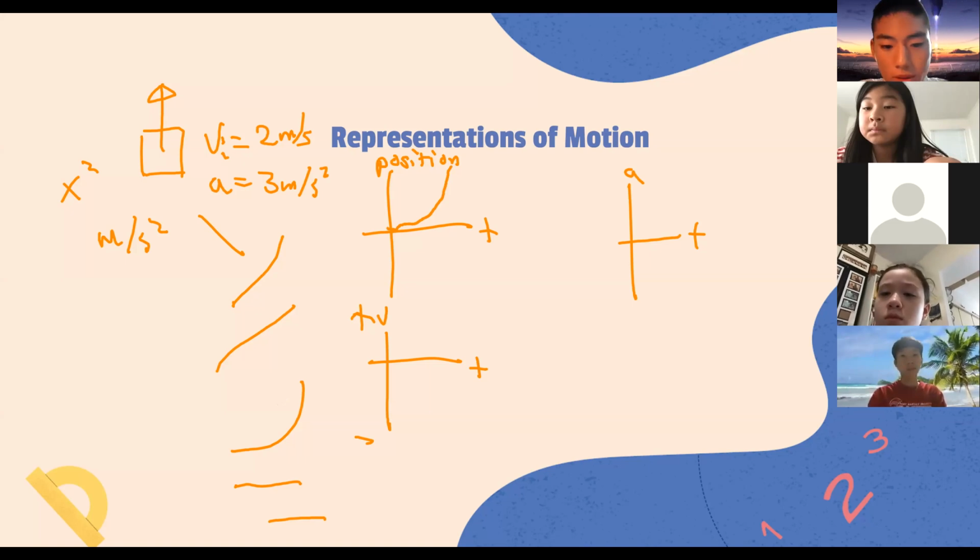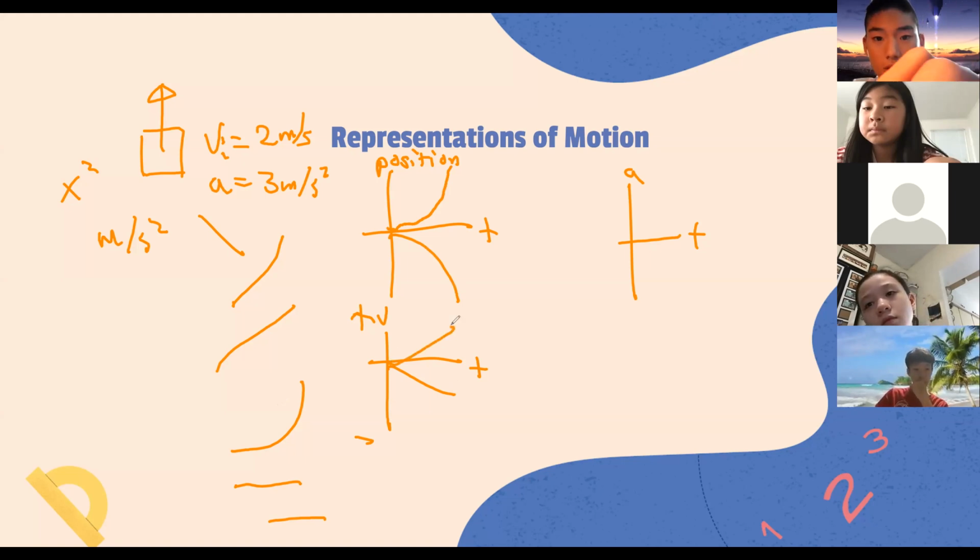The reason why it wouldn't be negative is because if you have a line going like this, you're basically saying that your car is accelerating backwards at like 3 meters per second squared. And so your position versus time graph would actually look like this. So that would not be correct. It would actually be like this. Okay? So finally, what do you guys think the acceleration versus time graph is?